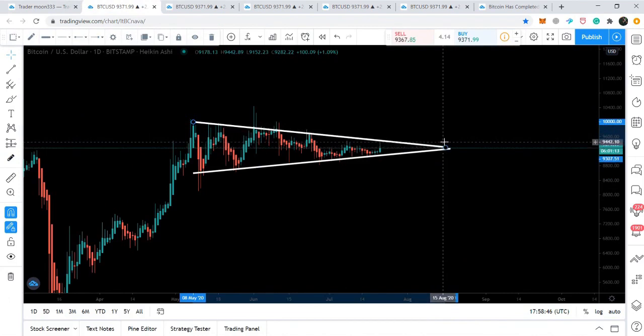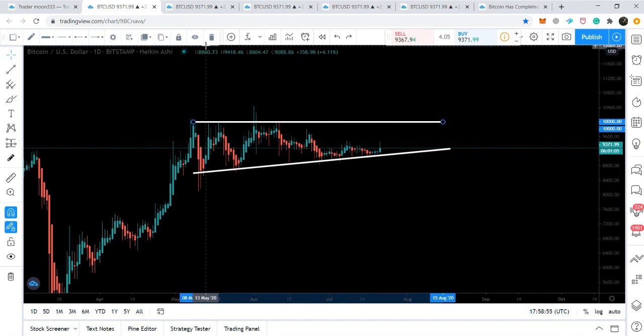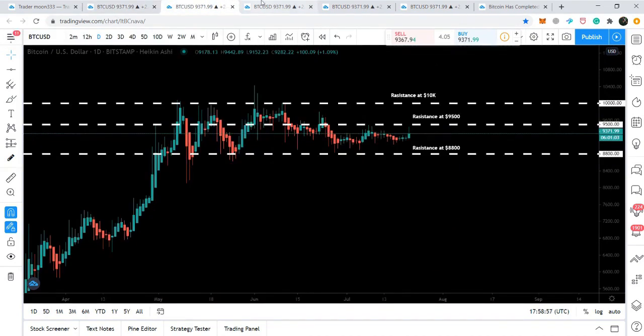But I'm expecting that first we need to wait for the next spike up to $10,000, or we should wait to see from what level the price action will move down. And if the price action is not able to cross this level, then it can also retest the previous support at $8,800.